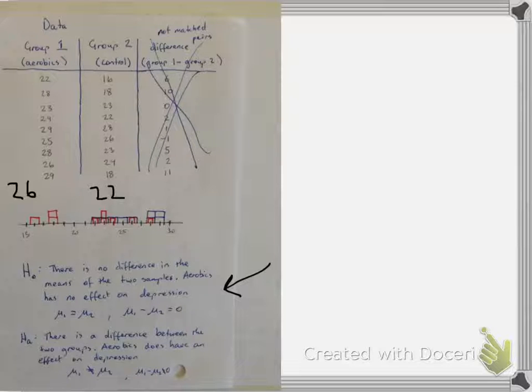The alternative hypothesis states that there is a difference between the two groups. We have two ways of writing this. We can either say that the means are not equal to each other, or we can write that the difference between the two means is not equal to 0.